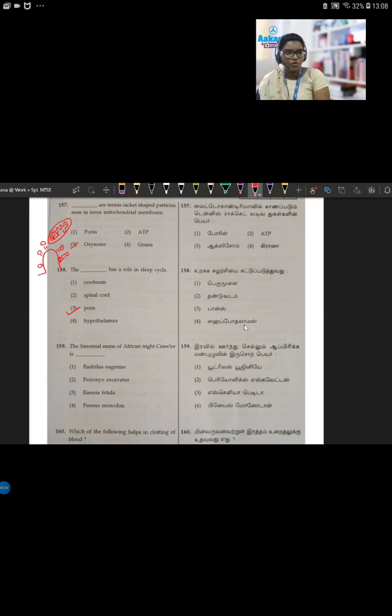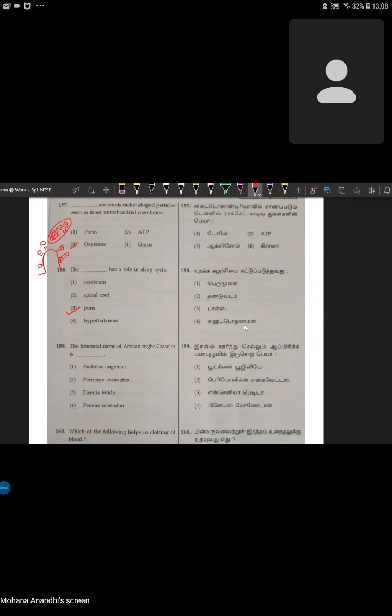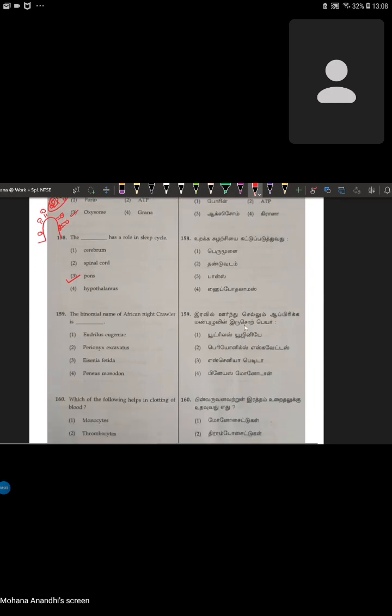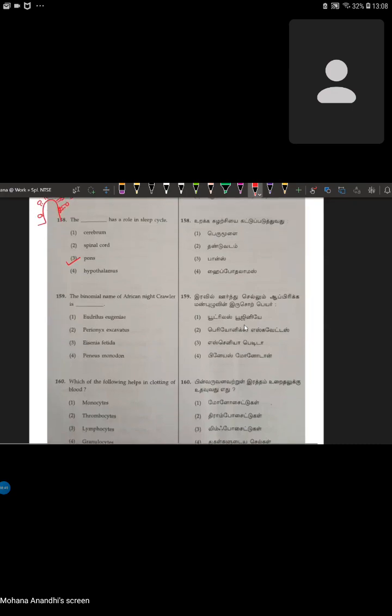Okay, so any doubt in this one? Yes, hypothalamus is also there.